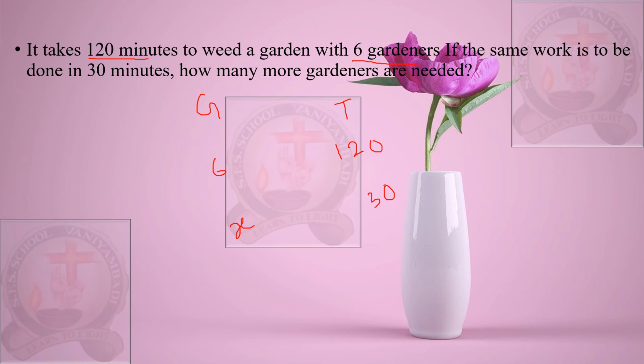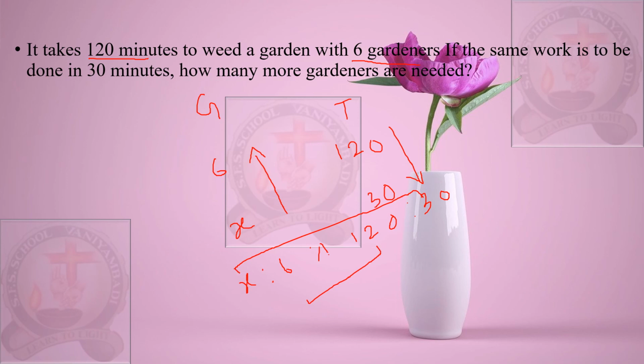Let us assume x is the number of gardeners needed to finish the work in 30 minutes. Let us understand whether it is a direct or indirect proportion. The time is decreased from 120 to 30, so definitely the gardeners will increase. The arrow mark shows this difference, therefore it is an indirect proportion. We can rewrite it like this: x is to 6 as 120 is to 30.